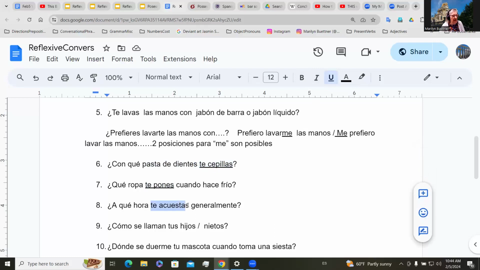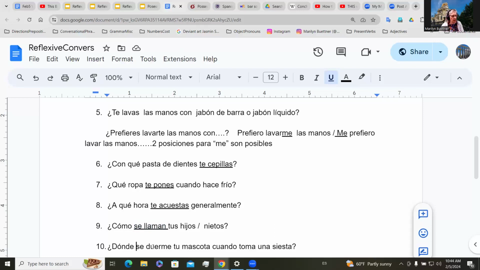¿A qué hora te acuestas generalmente? What time do you go to bed? Usually, right? Generally. ¿Cómo se llaman tus hijos? What are your kids' names? Or grandkids' names, or nietos, if you want to use grandkids instead of kids. Okay.